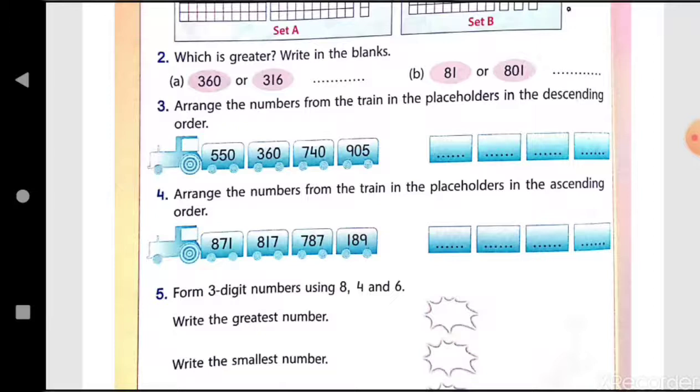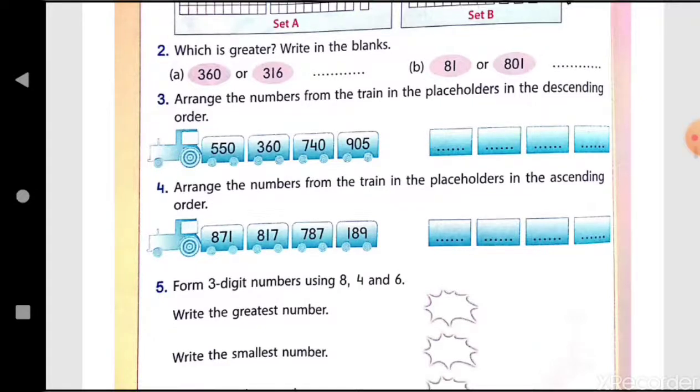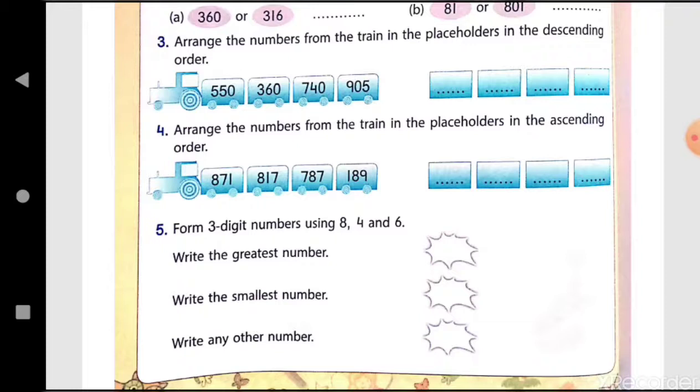Now next is arrange the numbers from the train in the placeholder in the ascending order. Ascending order is increasing order. That means writing the number from smaller to greater. The numbers given are 871, 817, 787, 189. So again we will first compare the digit at hundreds place. Now the digits are 8, 8, 7 and 1. So out of these digits, which is the smallest? 1 is the smallest digit.